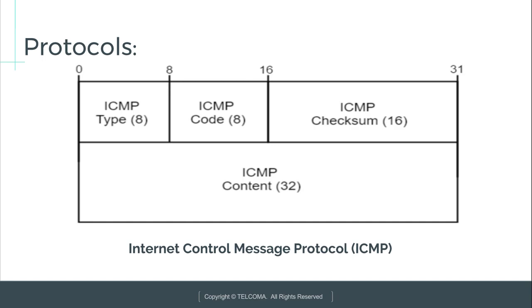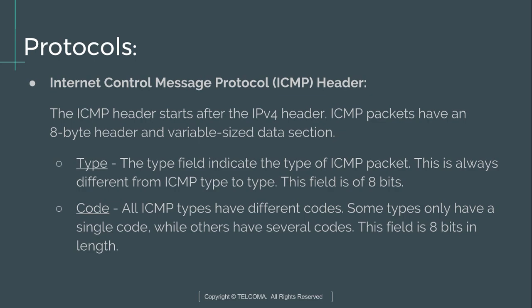This represents the header of ICMP. It consists of ICMP type, ICMP code, ICMP checksum and ICMP content. So let's discuss this. The ICMP header starts after the IPv4 header. An ICMP packet has an 8-byte header and a variable size data section.